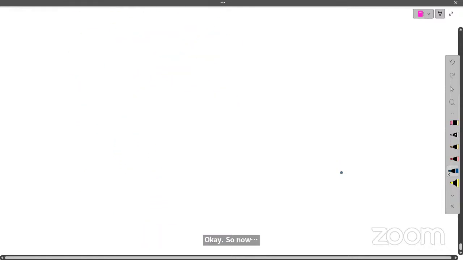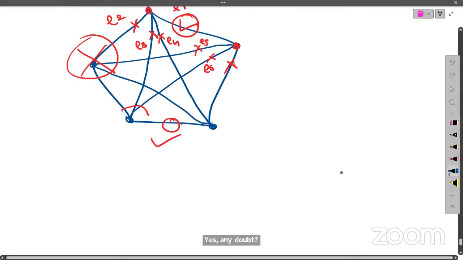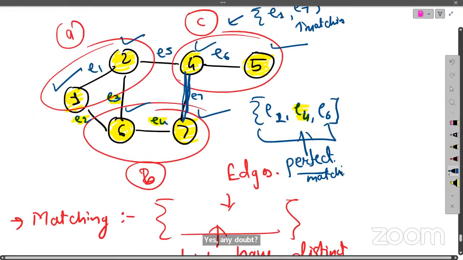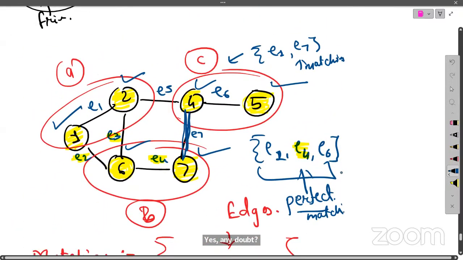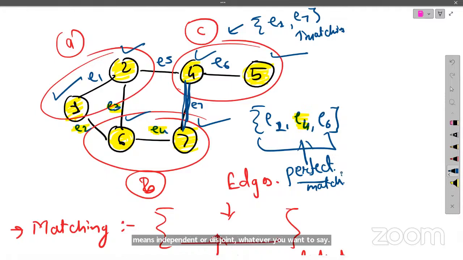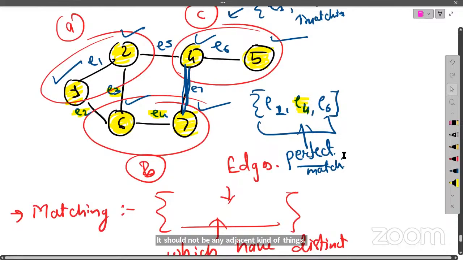Now let's go to the adjacency matrix. Any doubt? The edges which we are taking should not share a common vertex. Yes, this is the condition given. They have to be independent, right? That means independent or disjoint, whatever you want to say. They should not be adjacent.